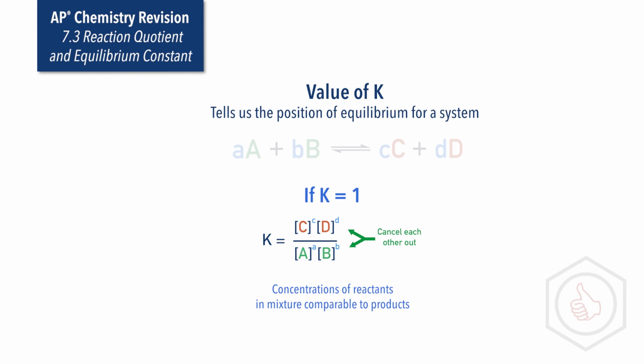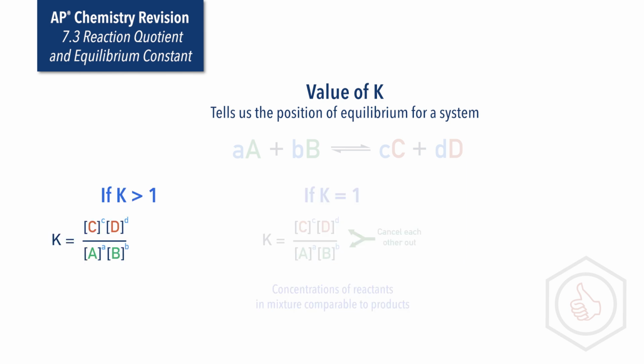If K is greater than 1, that means there must be a greater proportion of products in the mixture compared to reactants. In other words, the top of the fraction in the expression is bigger than the bottom of the fraction. This tells us that the equilibrium mixture contains a higher proportion of products than reactants, so we say the equilibrium favours products and the forward reaction is favoured.